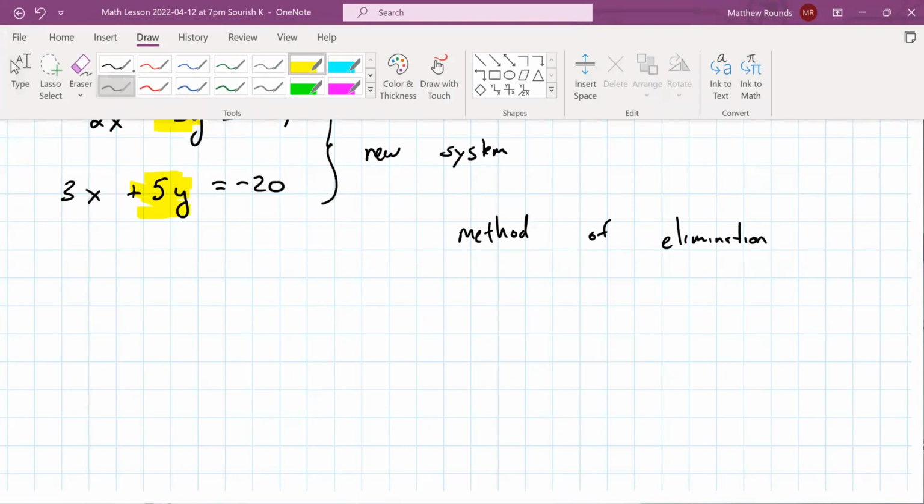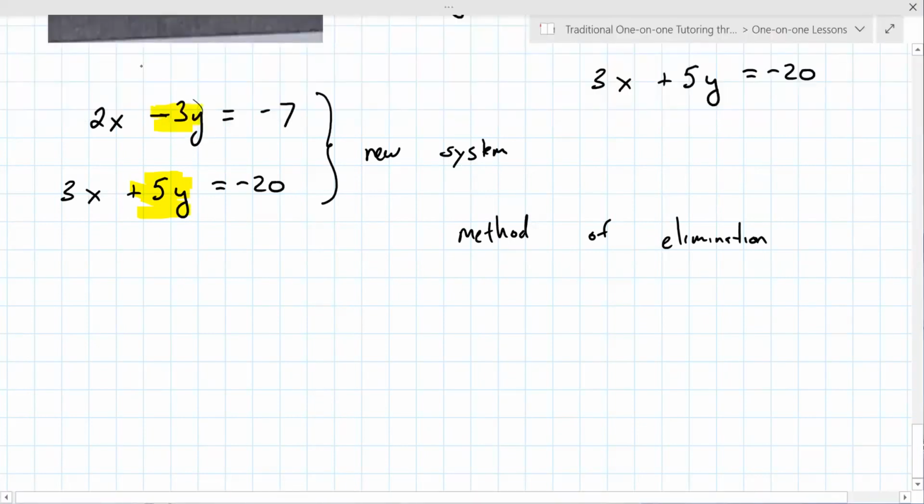There's a y, and there's a negative y. They're opposite in sign though. One is negative, one is positive. Do you see that? Whereas 2x is positive and 3x is positive, they're the same sign.